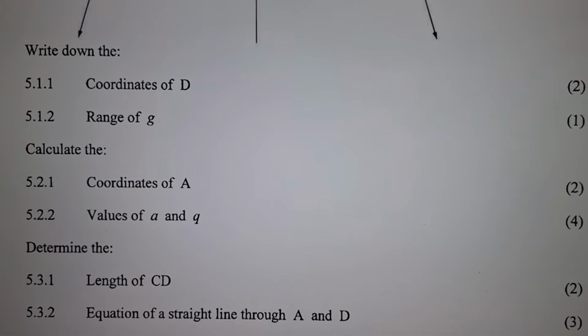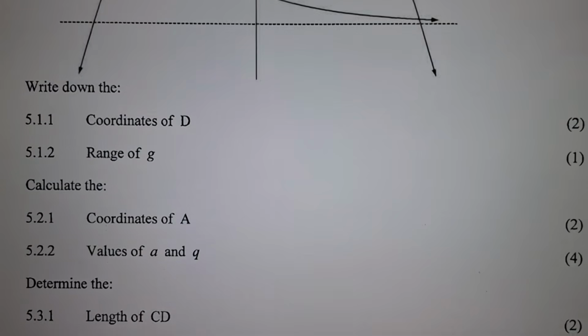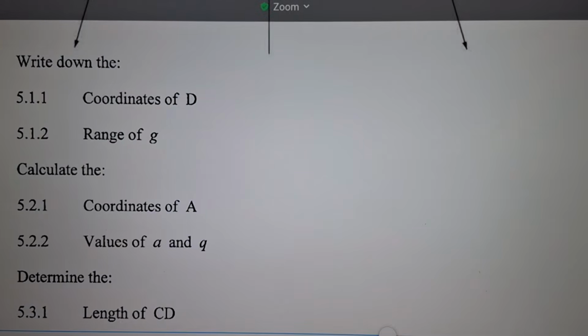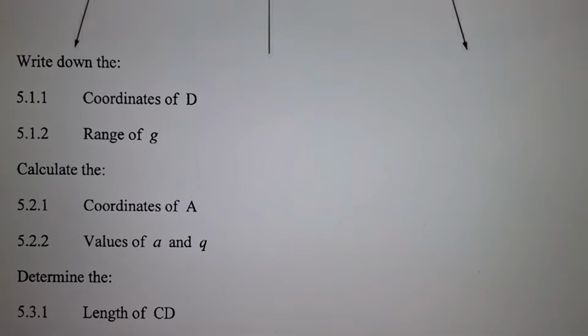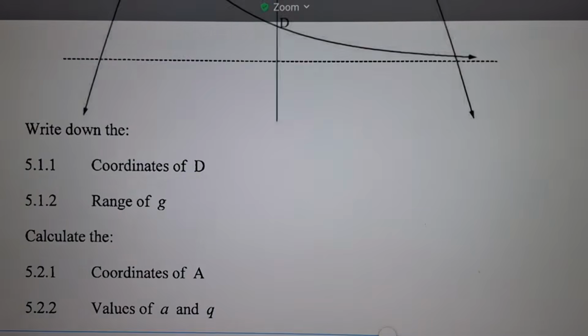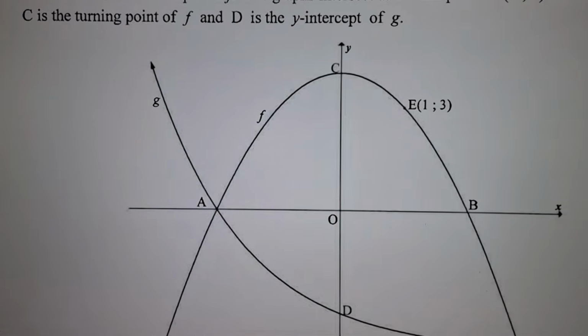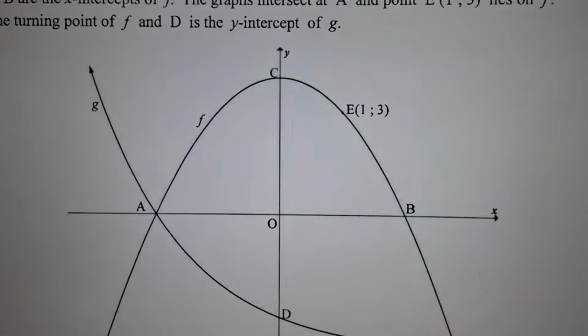Okay guys, so now 5.2.2 again. They say we must calculate the values of a and q. When they say calculate the values of a and q, the question must be: where exactly is a, where exactly is q? Because these ones are small letters a and q. We know they are not points, as we already have the points on the graph, right? So where exactly are a and q?